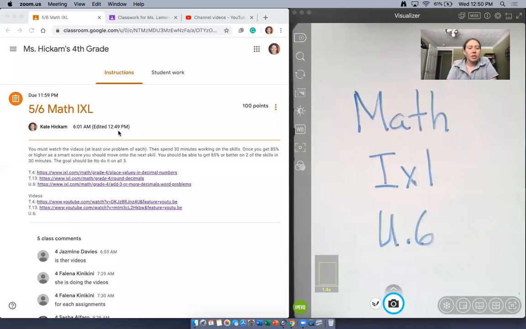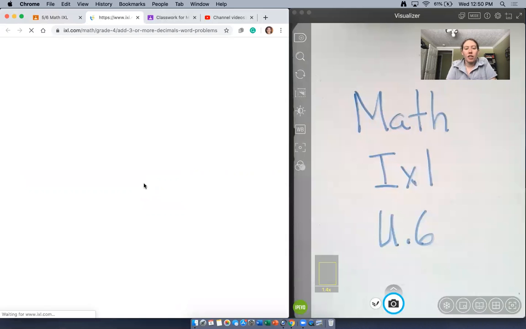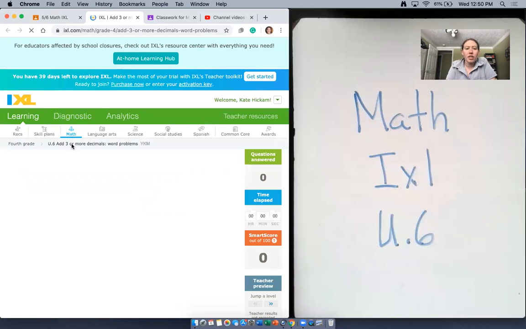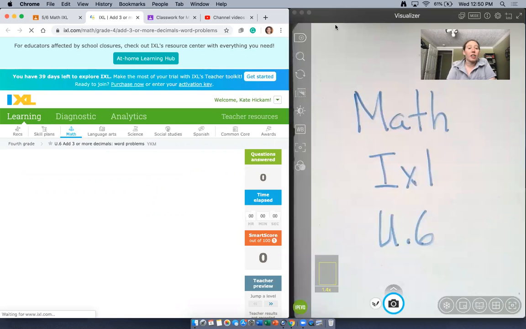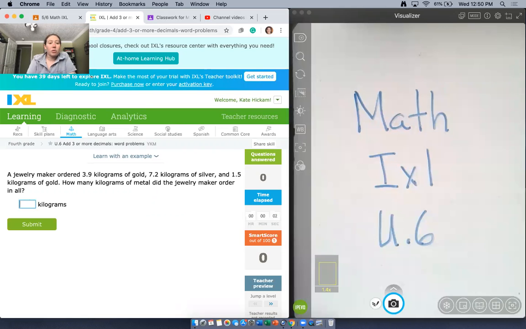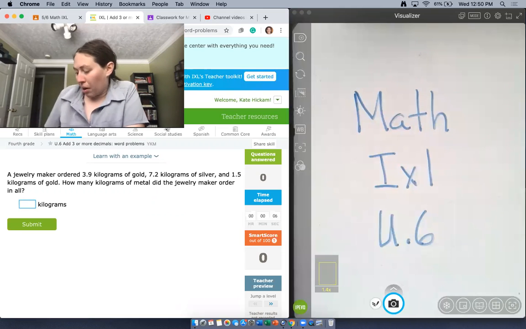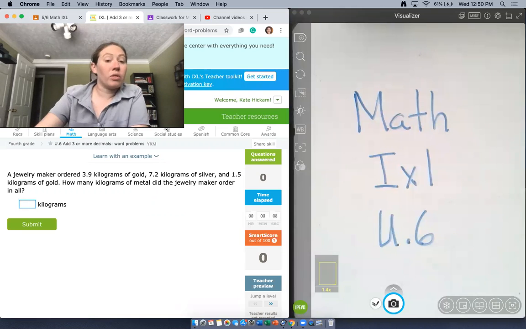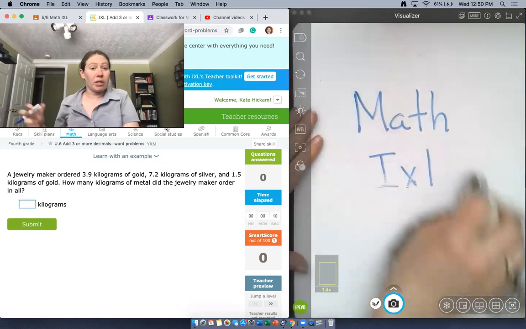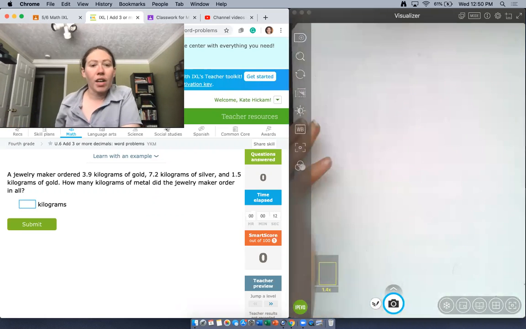All right, guys, so we're doing U.6. We come in and we click on our link in our assignment. We check for two things. First, that U.6 is the correct skill we have up, and next is that our name is in the upper right-hand corner. So here we're adding 3 or more decimals using word problems. So even though it is word problems, I'm not going to write total, equal, and multi because I know that we're going to be adding because it tells us.